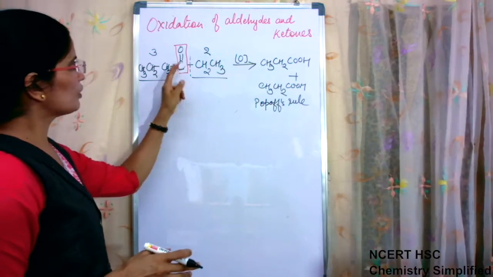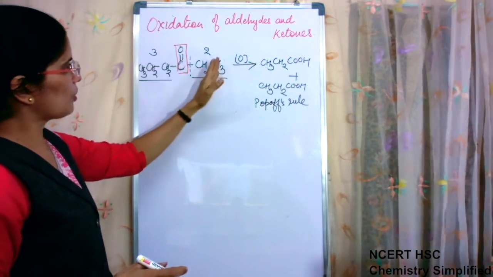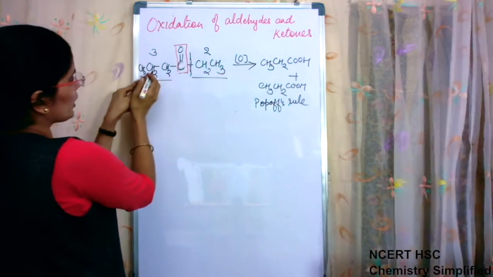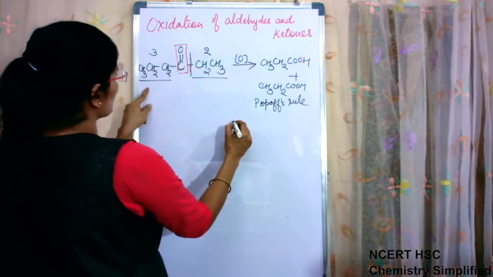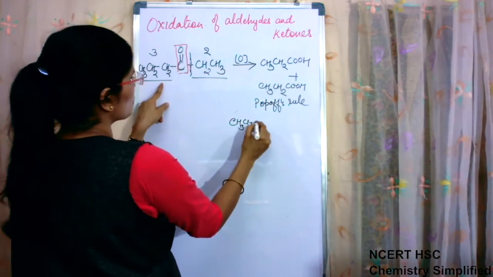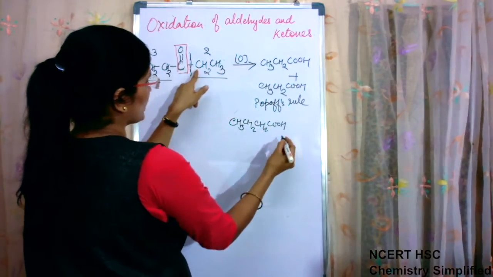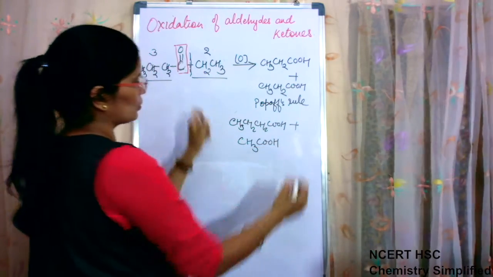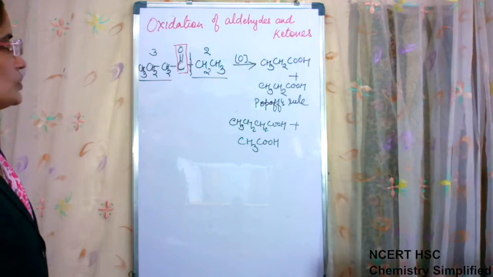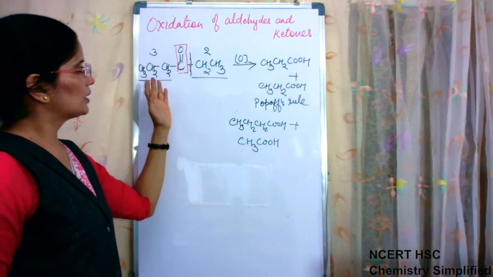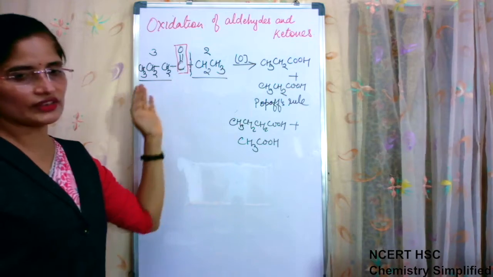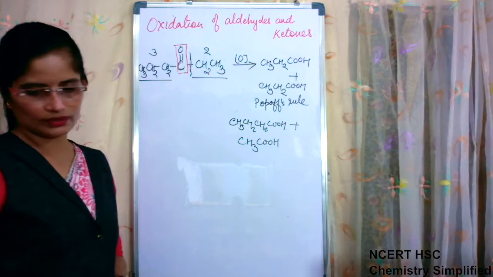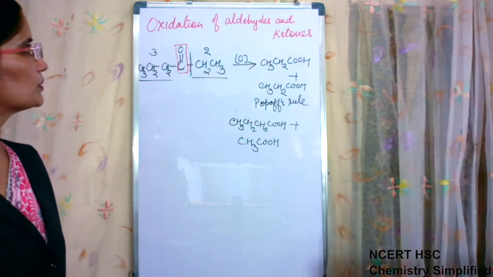That means instead of the carbonyl carbon going with the smaller part, now the carbonyl carbon is going with the longer part. So it will now have 4 carbons. Already there were 3, one more is added. So it will be CH3, CH2, CH2, COOH and the remaining has only 2, so it will be CH3 and this is oxidized to COOH. So this is oxidation of ketones which have an unsymmetrical number of carbon atoms on both sides of the carbonyl. Clear now?